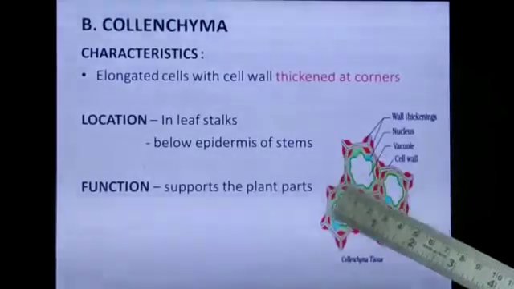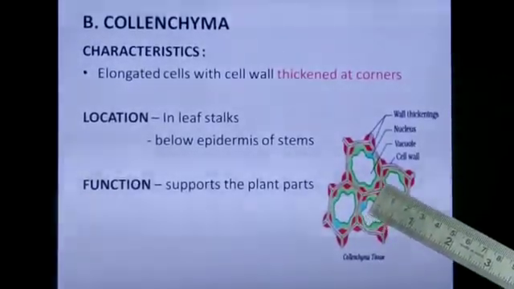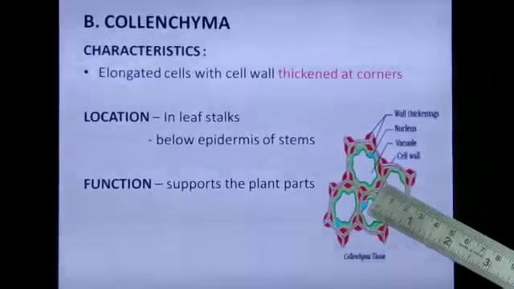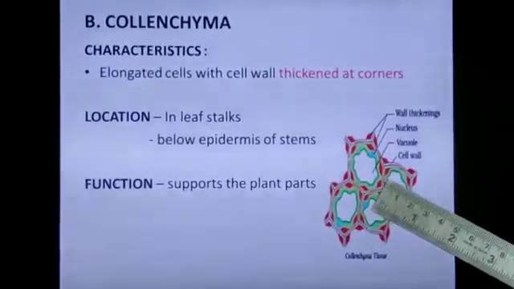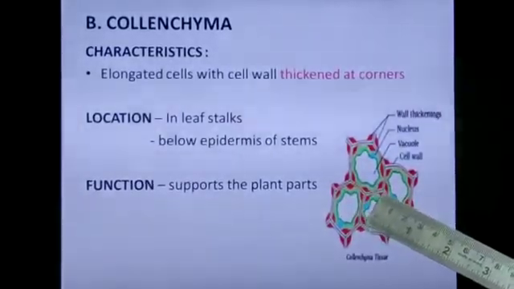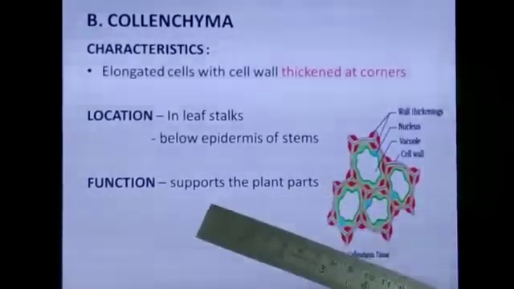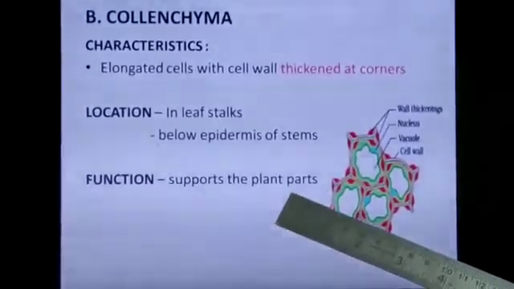Now these thickened corners are because of the deposition of a carbohydrate substance called pectin. Along with cellulose in cell wall, pectin deposition makes them thicker at the corners, and therefore they are tougher than parenchyma cells, and they give support to the plant parts wherever they are located.